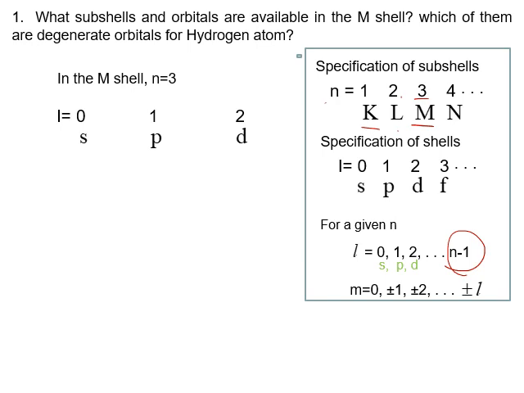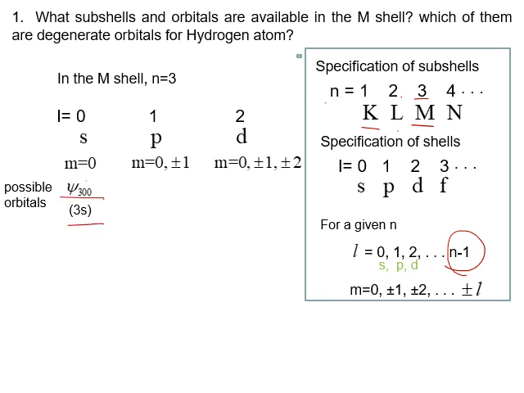And in each subshell, you may have many orbitals. When l equals 0, m can only be 0, that's 1 orbital. When l equals 1, m can be 0, positive 1, negative 1. That's 3 orbitals. So there are 2 ways you can write the orbital: 3s or psi 300. 300 means principal quantum number 3, angular momentum quantum number 0, and magnetic quantum number 0. Similarly, for p orbital, you can write psi 310, 311, 31 minus 1.